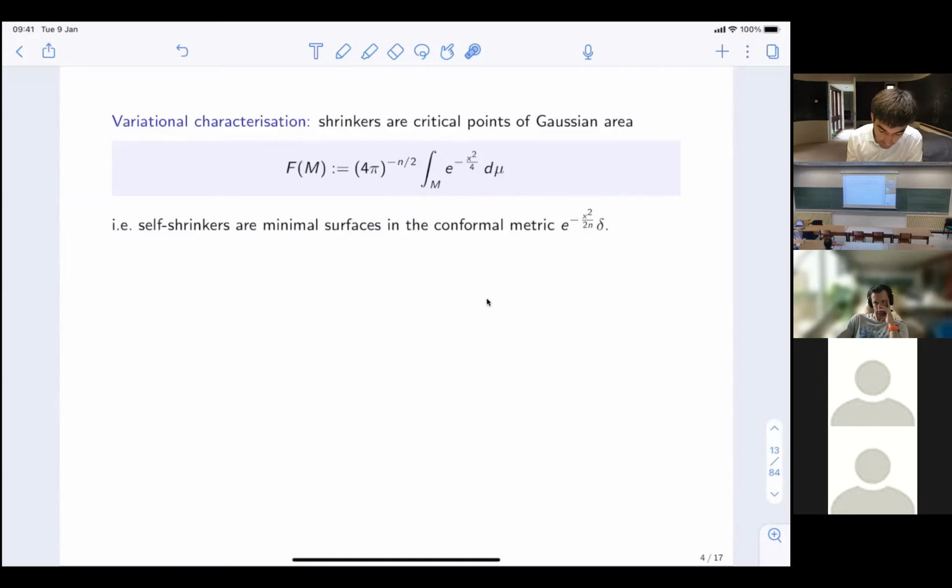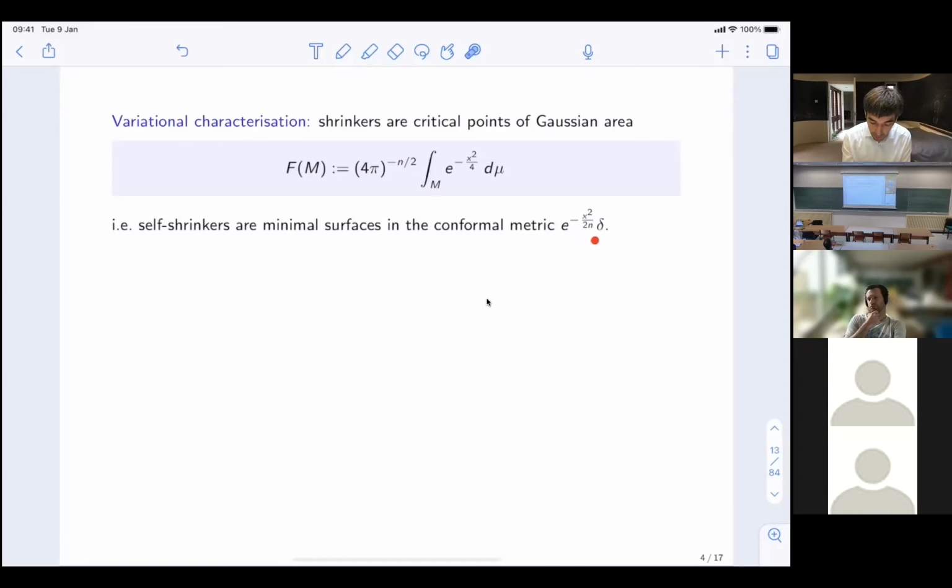And if you stare at this closely, you can think of this as a minimal surface in a conformally deformed metric in the ambient space. But this metric is not extremely nice. It's incomplete. Infinity is at finite distance, because you have exponential decay to infinity. So infinity has a very special role here. You'll see this later. Infinity is not so far away, so it behaves differently from what you otherwise think.